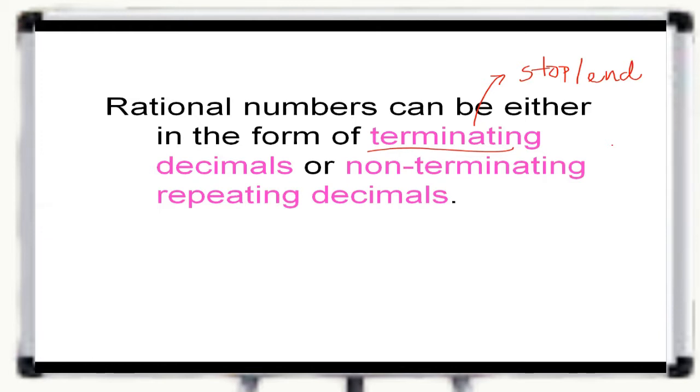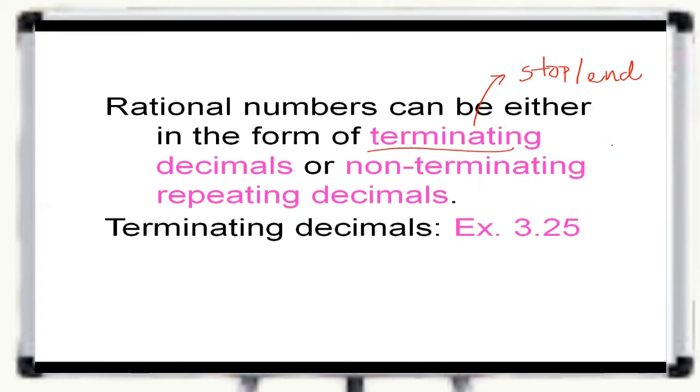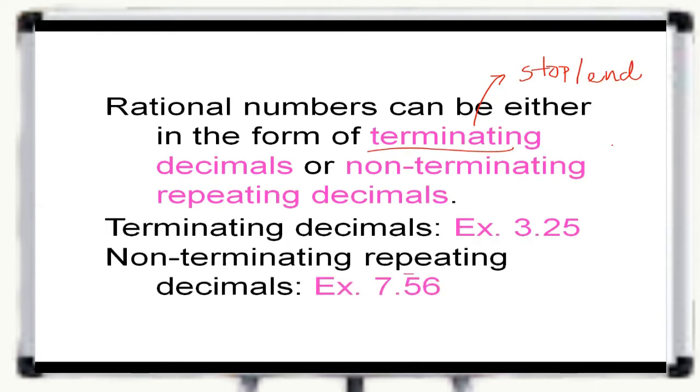Terminating decimals. Example 3.25, the decimal part has ended. So the decimal part here is 25 only. Non-terminating repeating decimals. Here the decimal is non-terminating, that means it cannot end, and also it repeats. So here the decimal part is 56, it repeats endlessly, that means continuously: 7.565656, and so on.